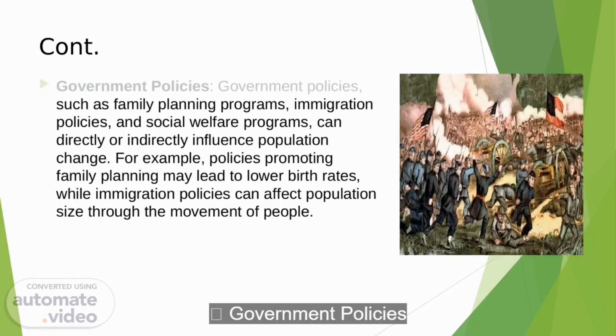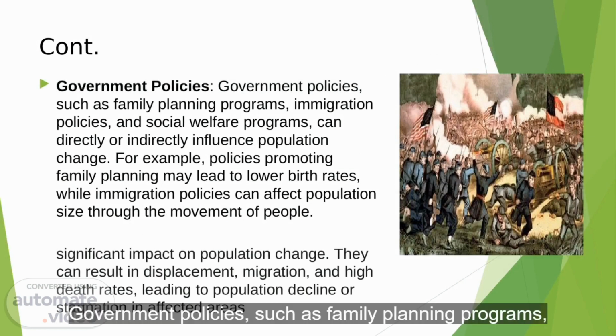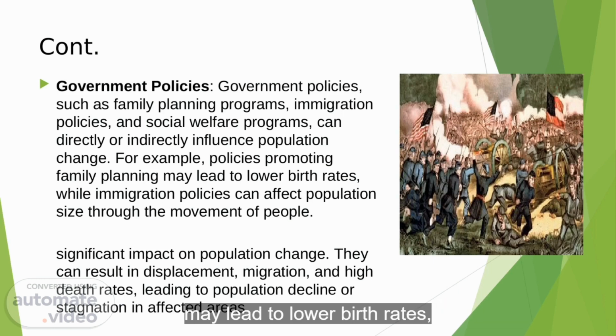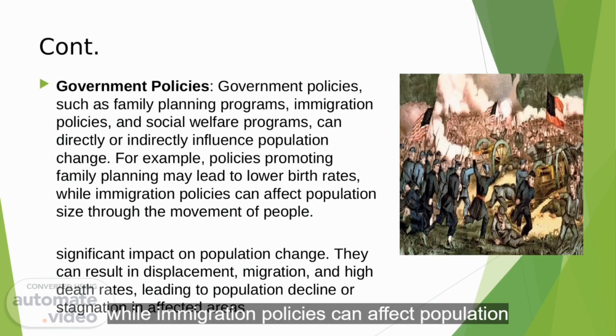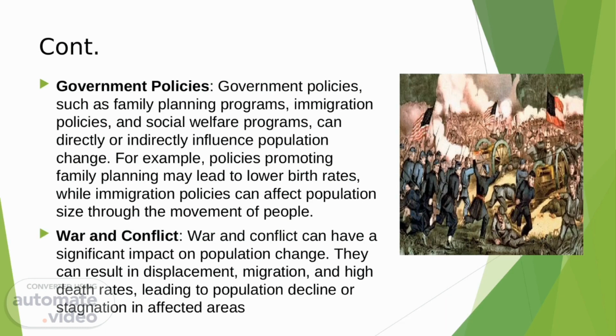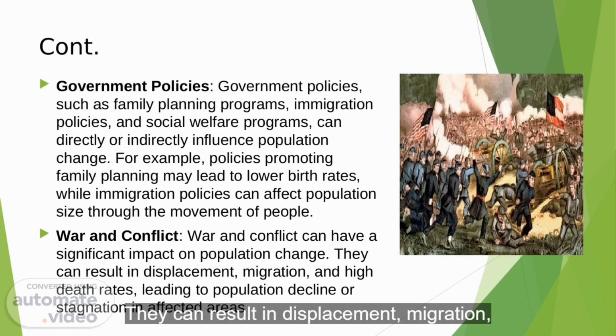Continued. Government policies. Government policies, such as family planning programs, immigration policies, and social welfare programs, can directly or indirectly influence population change. For example, policies promoting family planning may lead to lower birth rates, while immigration policies can affect population size through the movement of people. War and conflict. War and conflict can have a significant impact on population change. They can result in displacement, migration, and high death rates, leading to population decline or stagnation in affected areas.